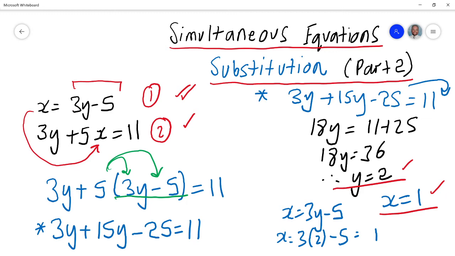So let's look at the first one. If y is equal to 2, 3 times 2 is 6. 6 minus 5 is 1. So the value is correct.